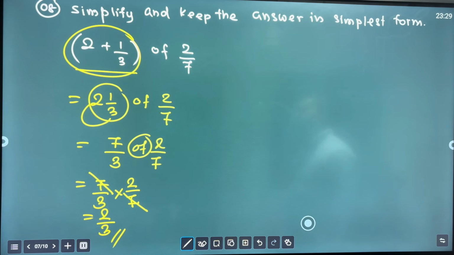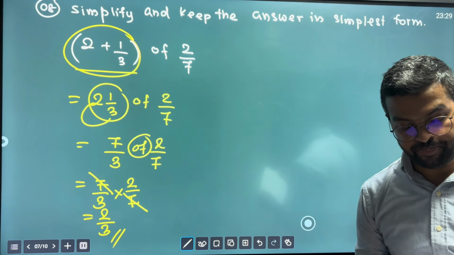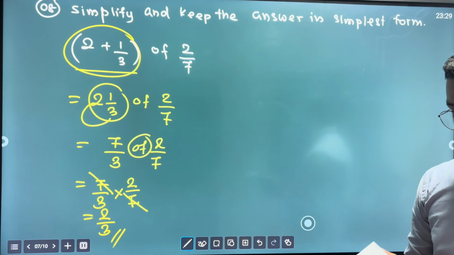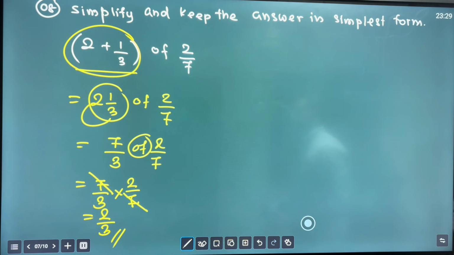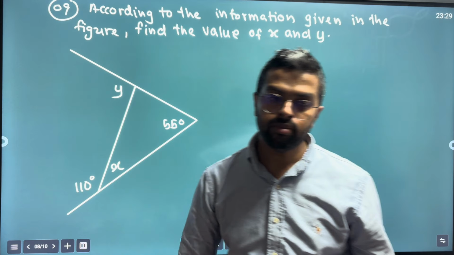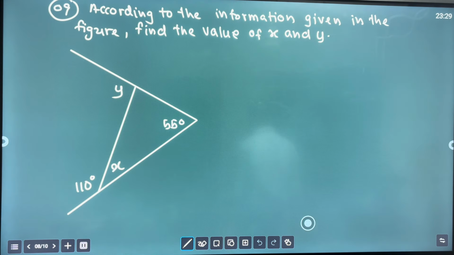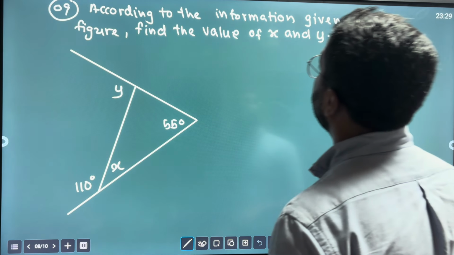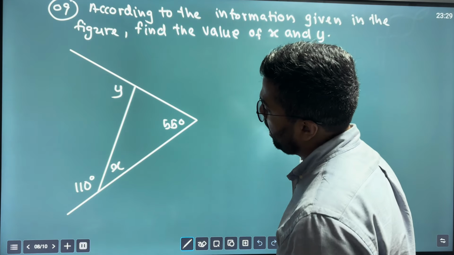Right, let's move on to the next question. Question number 9. According to the information given in the figure, find the value of x and y.